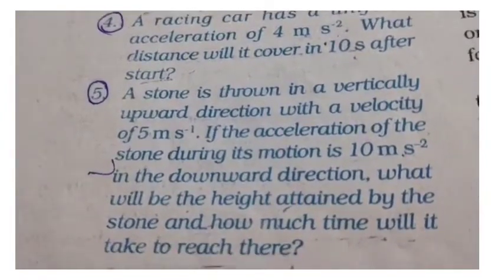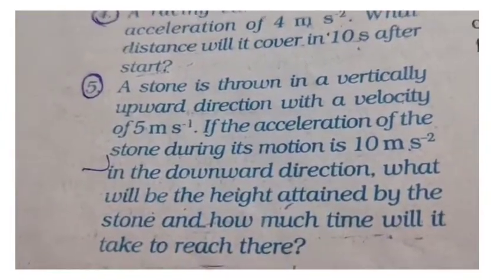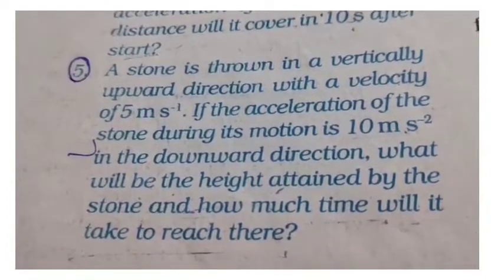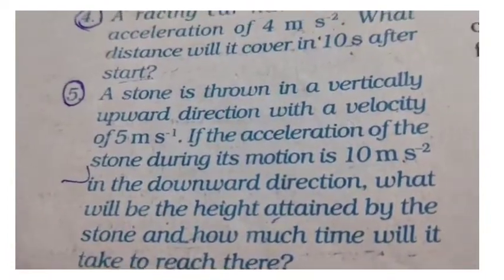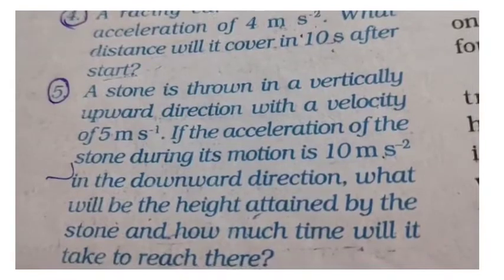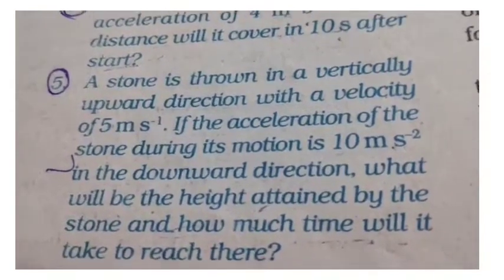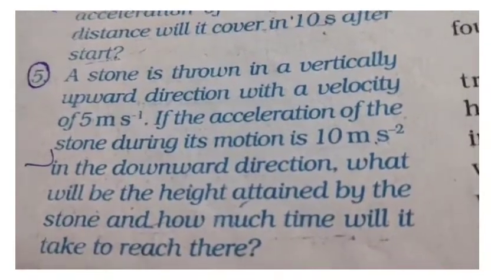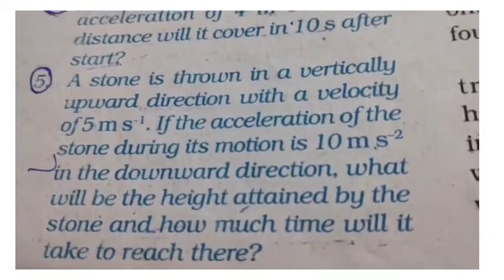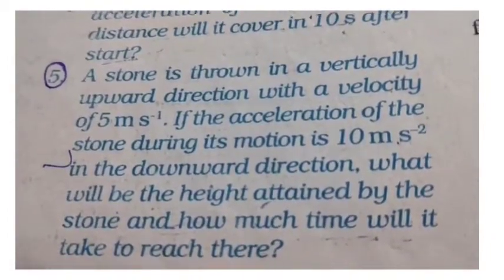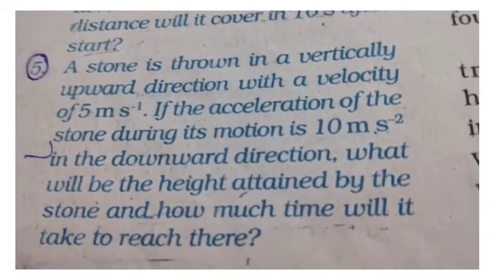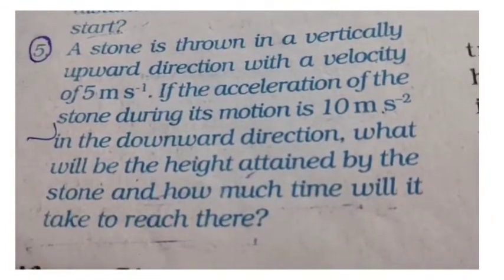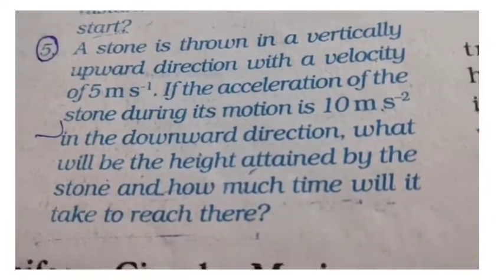The last sum in this section on page 110 is: a stone is thrown upward with a velocity of 5 meter per second, that is the initial velocity. If the acceleration is 10 meter per second square in the downward direction, downward direction is positive 10, and when going upward it will be -10. What will be the height attained? Height attained means distance covered, and how much time will it take to reach that height?